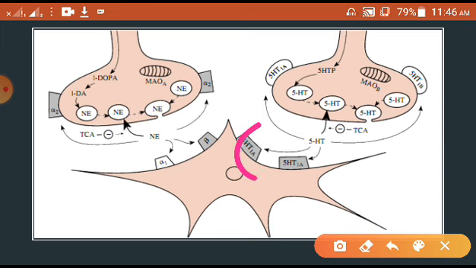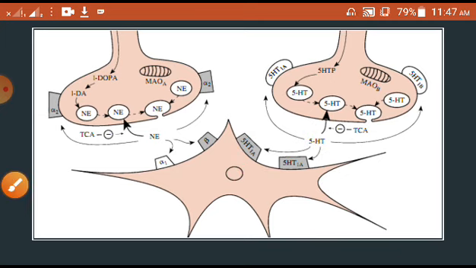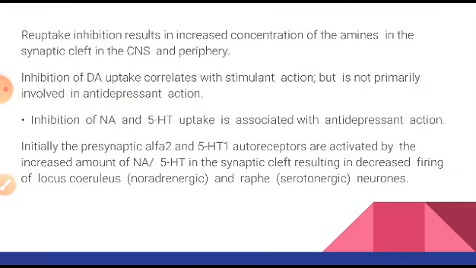And here you see the 5-HT1A and 5-HT1A here, means they get also desensitized. So like that, these drugs are playing the role here. Okay, so reuptake inhibition results in increased concentration of the amines in the synaptic cleft in the CNS and periphery.